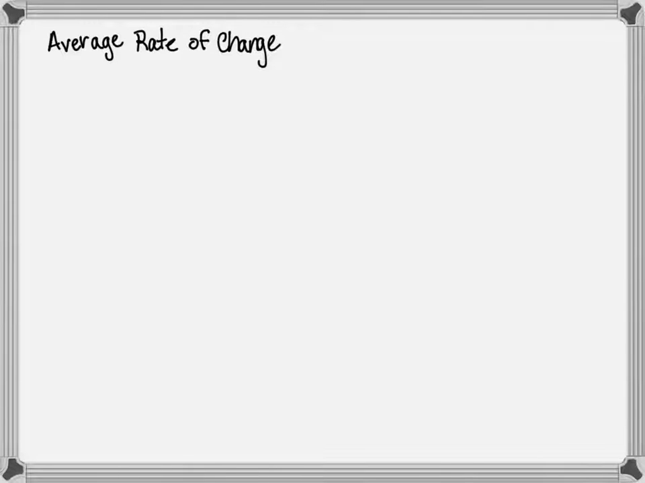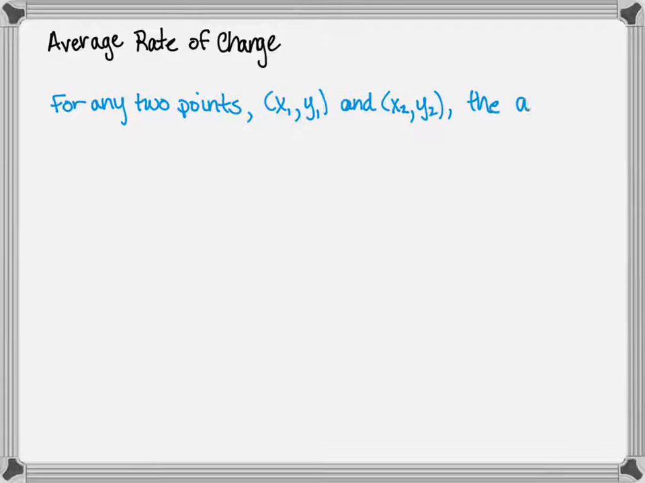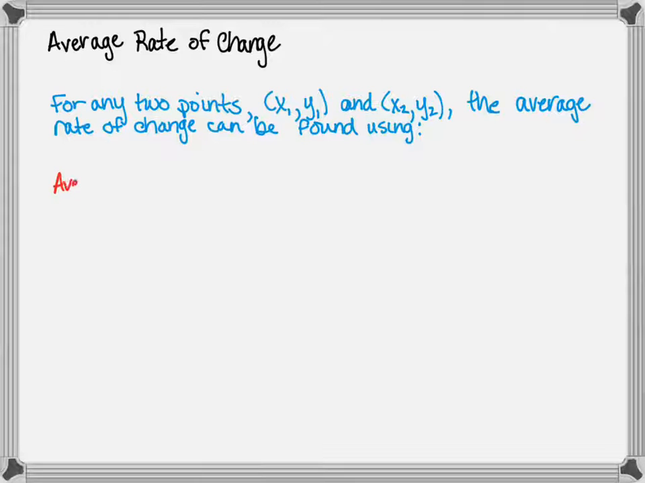Let's find the average rate of change of something. So for any 2 points, x sub 1, y sub 1, x sub 2, y sub 2, the average rate of change can be found using this formula. The average rate of change equals the change in y over the change in x, or y sub 2 minus y sub 1 over x sub 2 minus x sub 1.